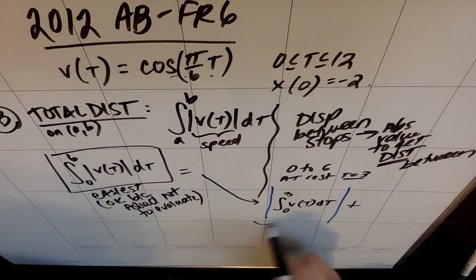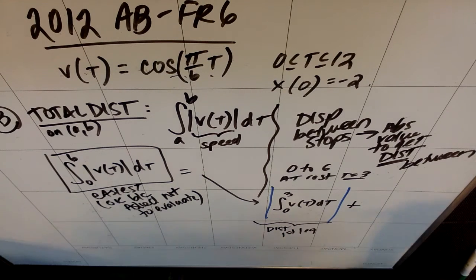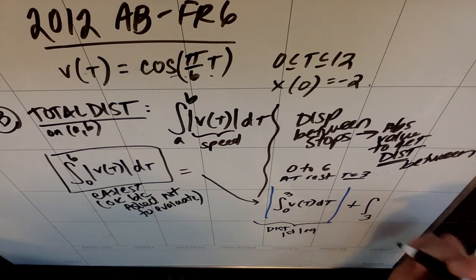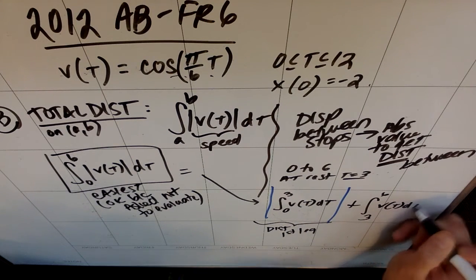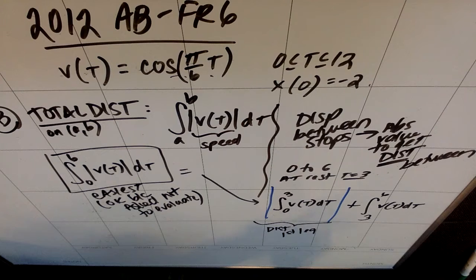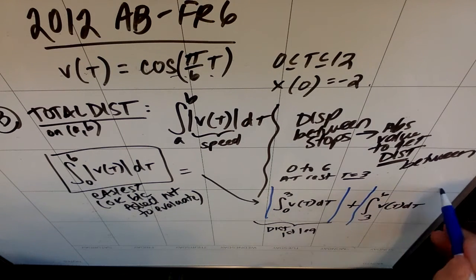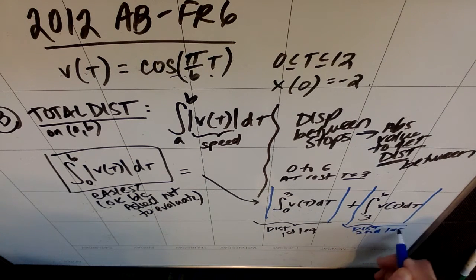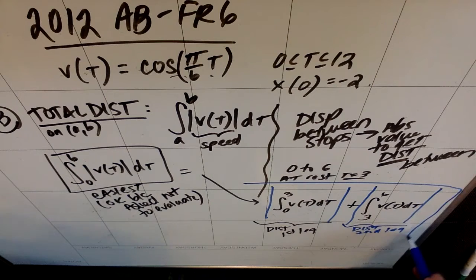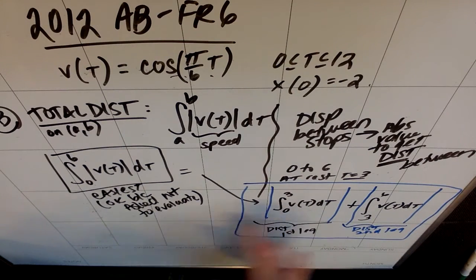So this would be the distance on the first leg of your trip, right? And then the distance on the second leg would be from 3 to 6, because they said end at 6. The integral of V of t dt would be your displacement on the second leg, but in order to make it distance, you would again take whatever answer you got as your displacement and make it positive. That would be the distance on the second leg.